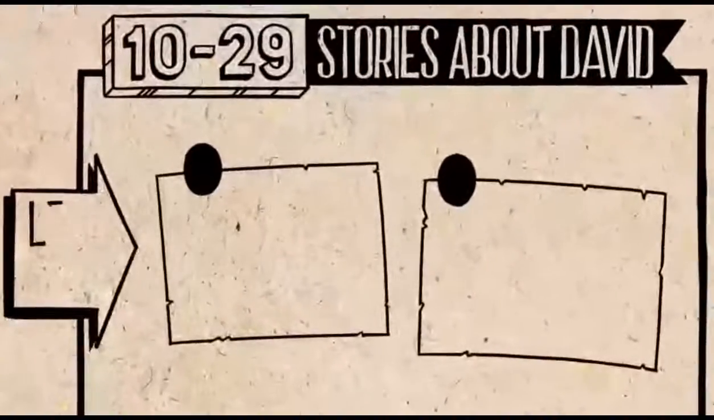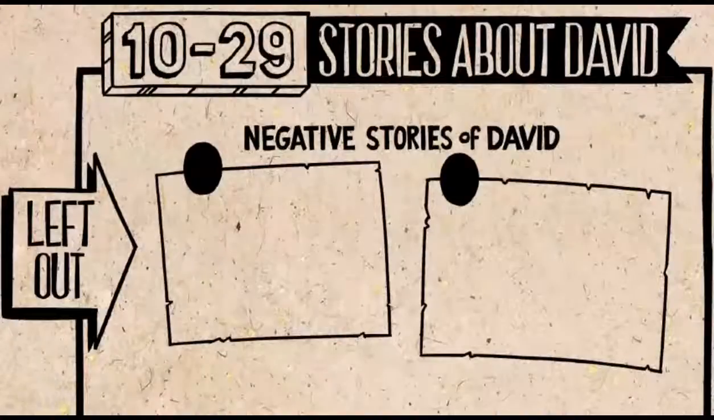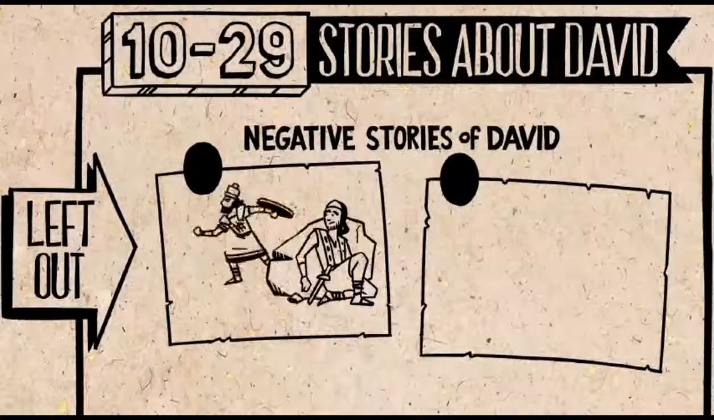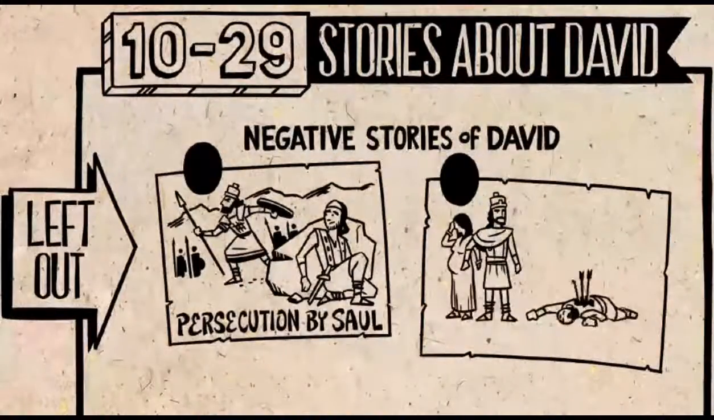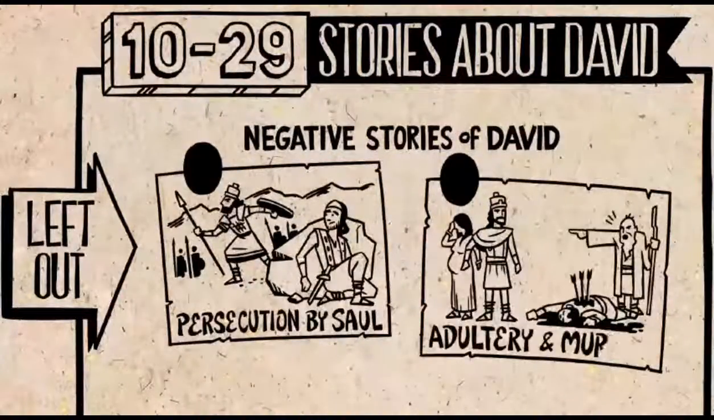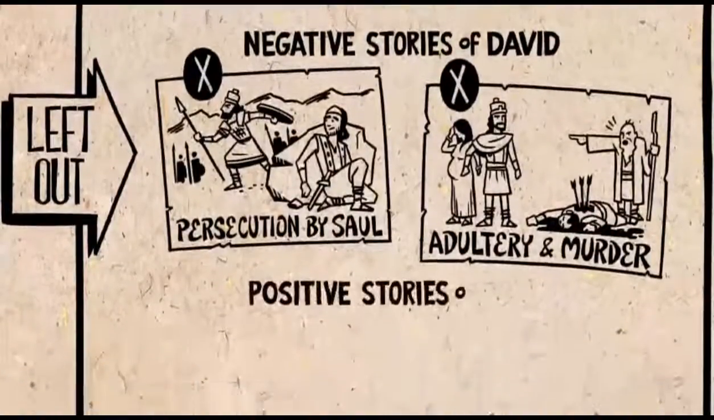So first of all, the author leaves out all of the negative stories about David, where he's portrayed as weak or immoral. So Saul chasing David around the desert and persecuting him, the story of David's adultery with Bathsheba and then murdering her husband, all of that is gone. And what's left are the stories that portray David as a good guy.